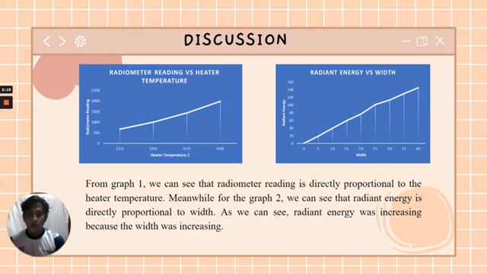From graph 1, radiometer reading versus heater temperature, we can see that the radiometer reading is directly proportional to the heater temperature. Meanwhile, for graph 2, radiant energy versus width, we can see that radiant energy is directly proportional to width. As we can see, radiant energy was increasing because the width was increasing. So that's all from me.